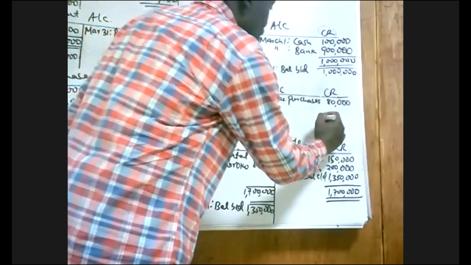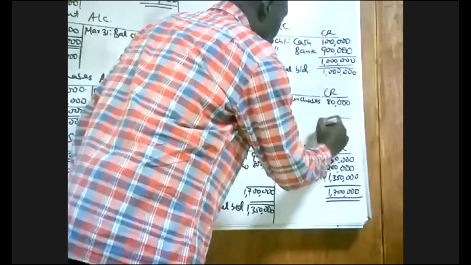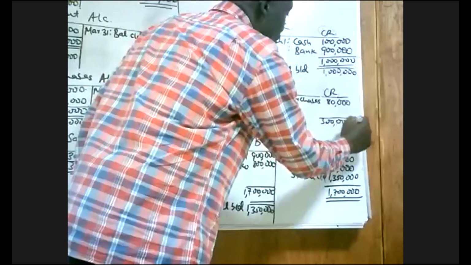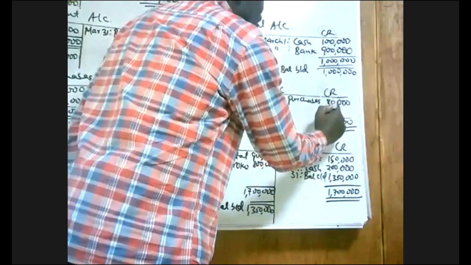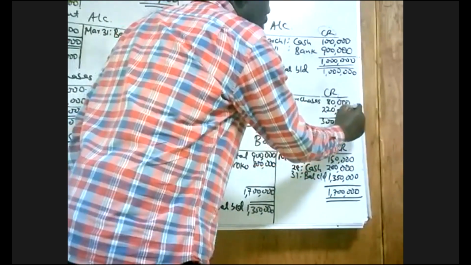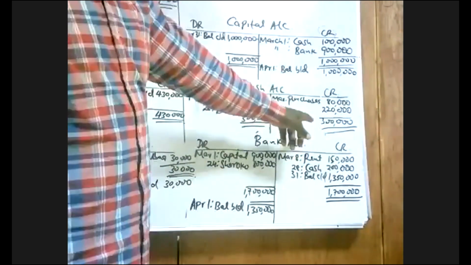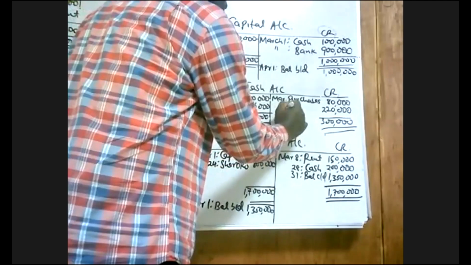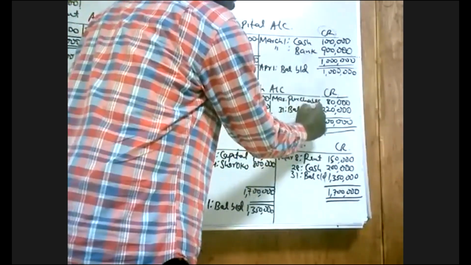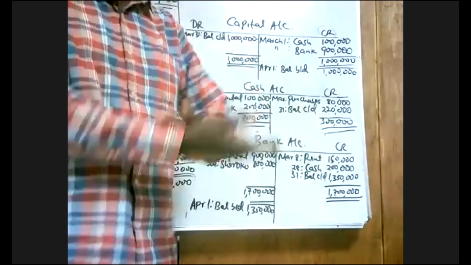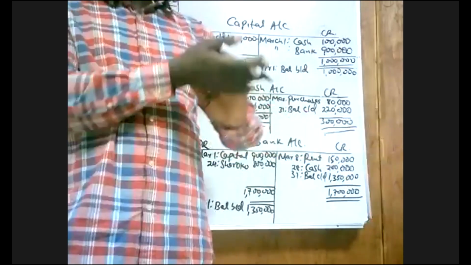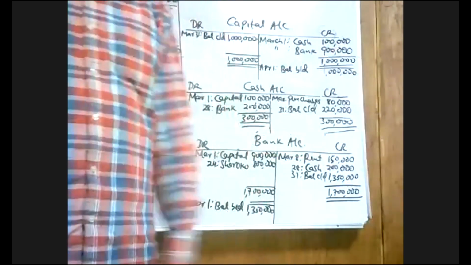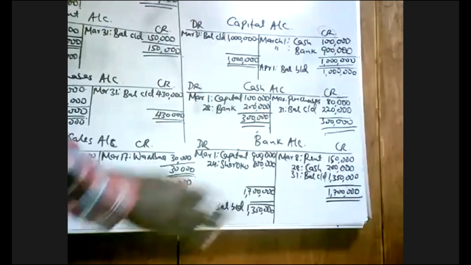So which amount are we going to put there so that we also have 300,000 here so that the account can balance? We all agreed the missing amount here is 220. Yes, that is what we call the balance carried down. It is simply the amount for the side that has less.